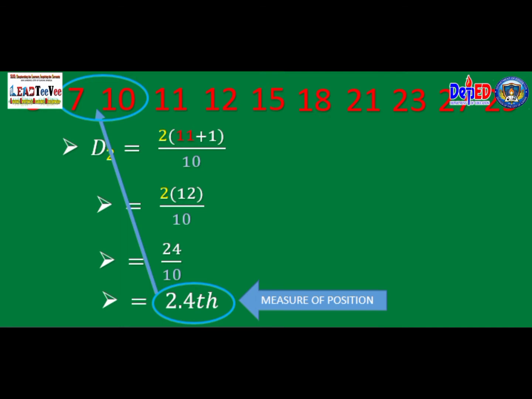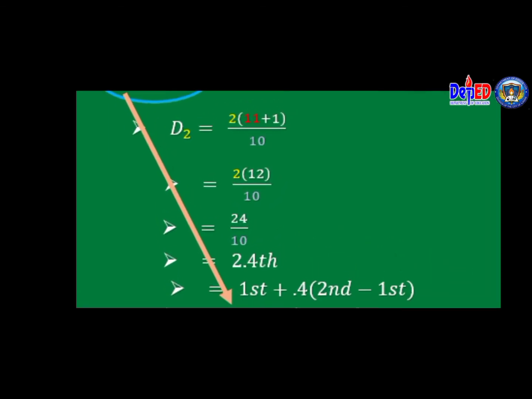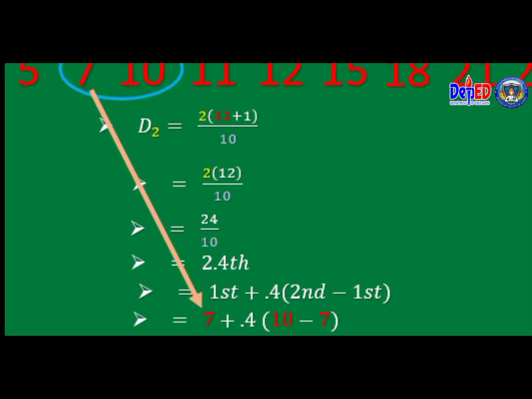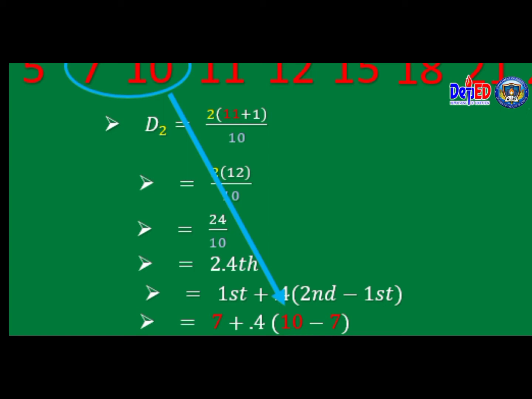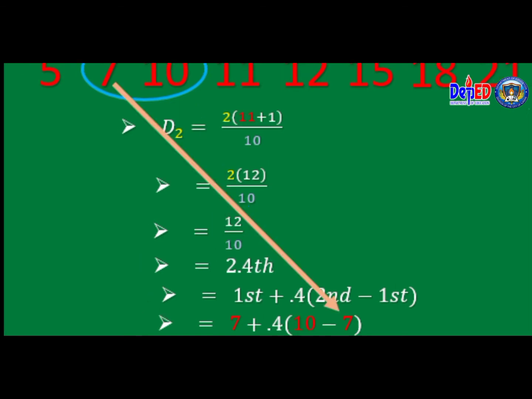2.4 is not the final answer yet because it has a decimal 0.4. This means that the measurement is located at the second number, which is 7. So 2.4 is in between 7 and 10. To get the final answer, copy the first number between these two numbers plus the excess decimal 0.4 multiplied by the difference between the first and second number. So the first number is 7 plus 0.4 times the second number, which is 10, minus the first number, which is 7.